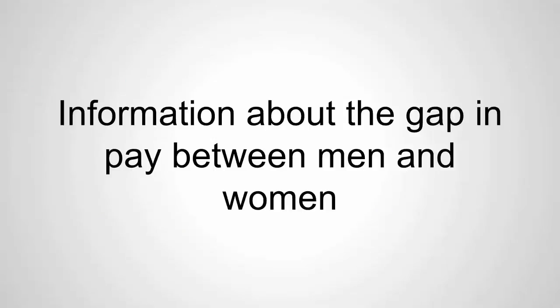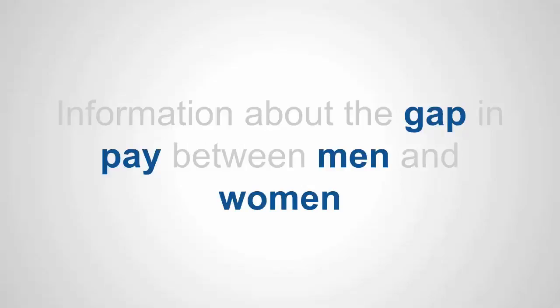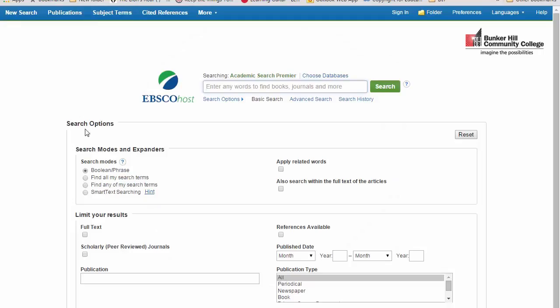For example, you want to write a paper about the gap in pay between men and women. Think of the keywords in the question or topic you are trying to explore: pay gap, men, women. Academic Search Premier can immediately help you by suggesting additional search terms to narrow your search.